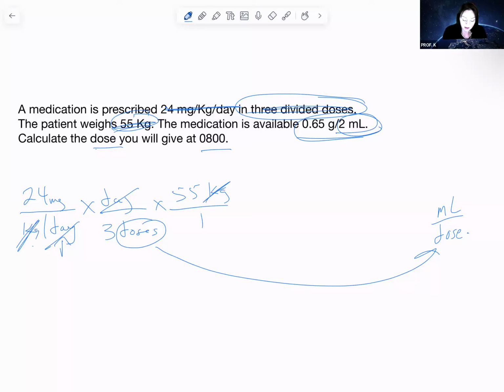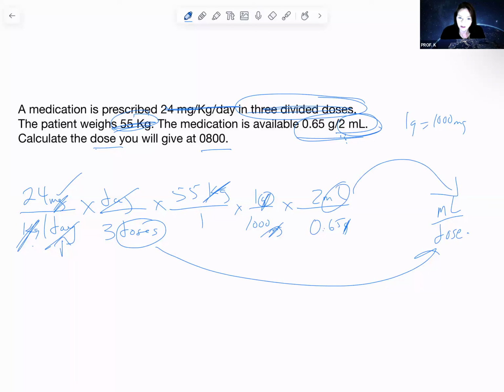Beautiful. Used it. Now I have to get rid of milligrams and get to milliliters, but this is in grams, so I need a conversion. 1 gram is 1,000 milligrams. So I'm going to use it. 1 gram is 1,000 milligrams. Gets rid of milligrams. Now I have grams. Yay. But I have to get rid of it. How do I get rid of it? I use what's in my problem. So 0.65 grams per 2 ml. Gets rid of my grams, and I'm left with milliliters.